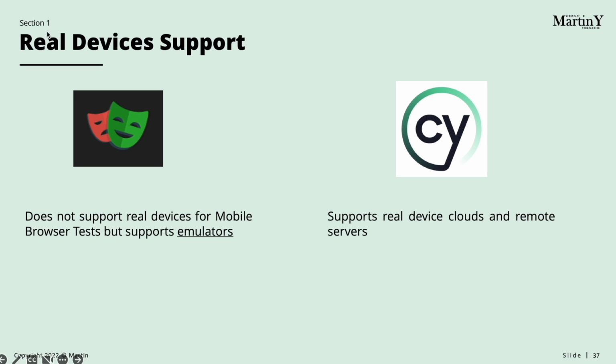Now, talking about real device support, even though Playwright supports emulators, it actually doesn't support yet mobile browser tests. On the other hand, Cypress supports real device clouds and remote services at the same time, which makes sense because Cypress is on the market for way longer time, so it adopted these capabilities.